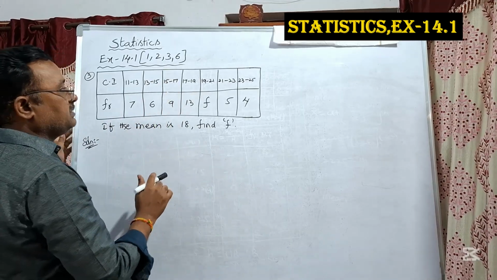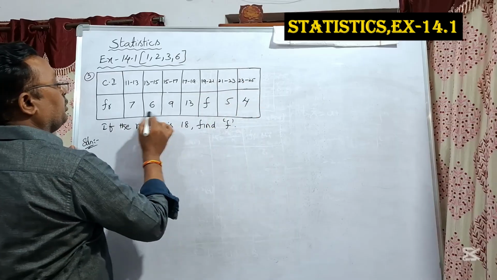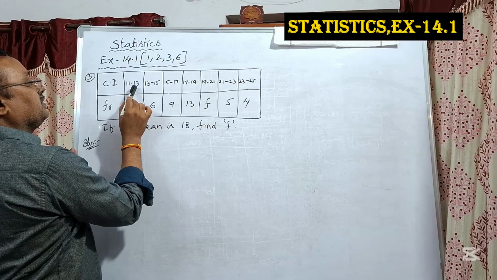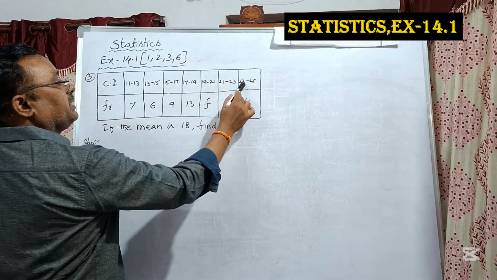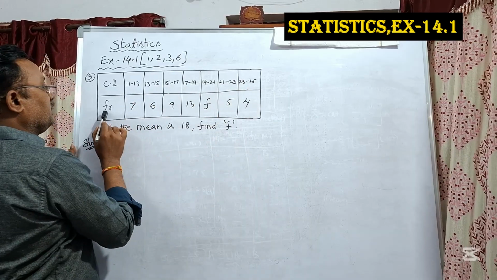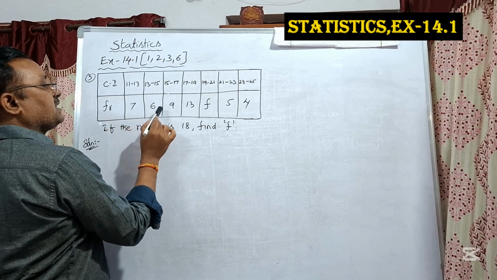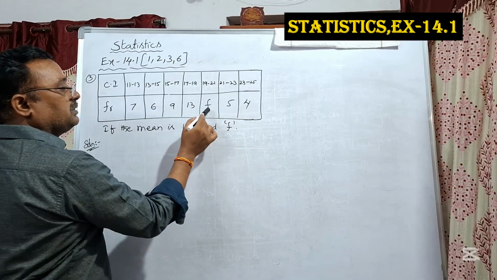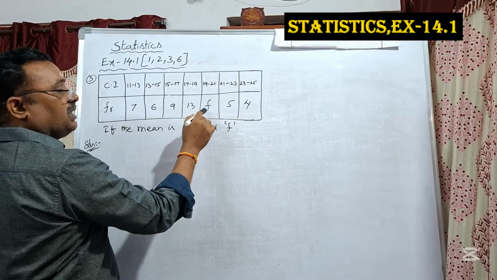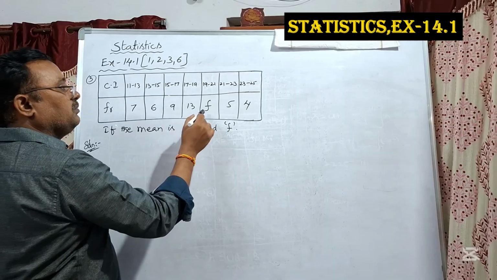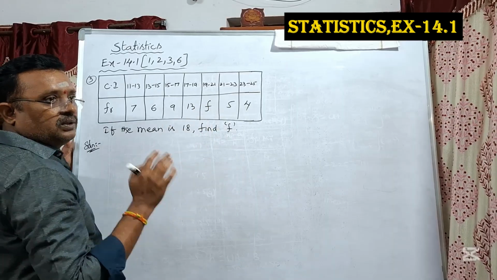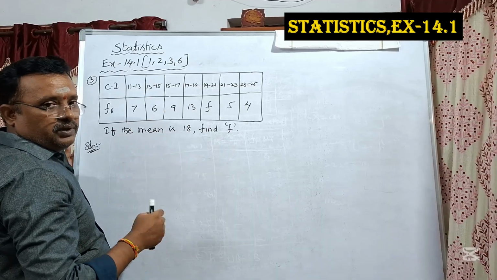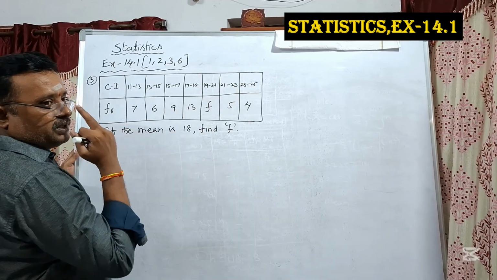What does this problem contain? They are giving us a grouped frequency table, with class intervals such as 11 to 13, 13 to 15 and so on up to 23 to 25, and their frequencies are given: 7, 6, 9, 13, small f, 5, 4. This frequency we don't know, this is called the missing frequency. We need to find this missing frequency. To find it, they need to give us some extra information along with this grouped frequency distribution table.